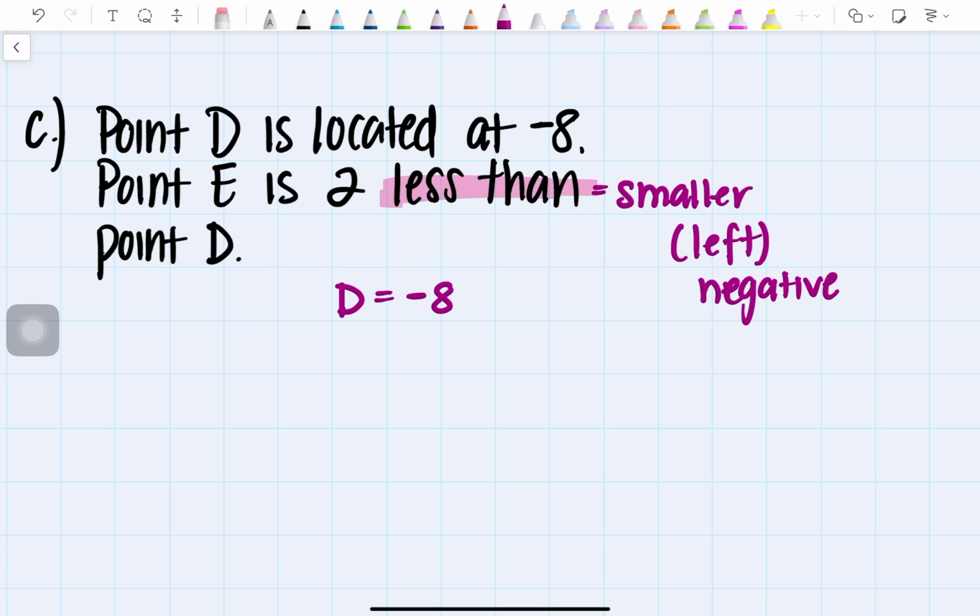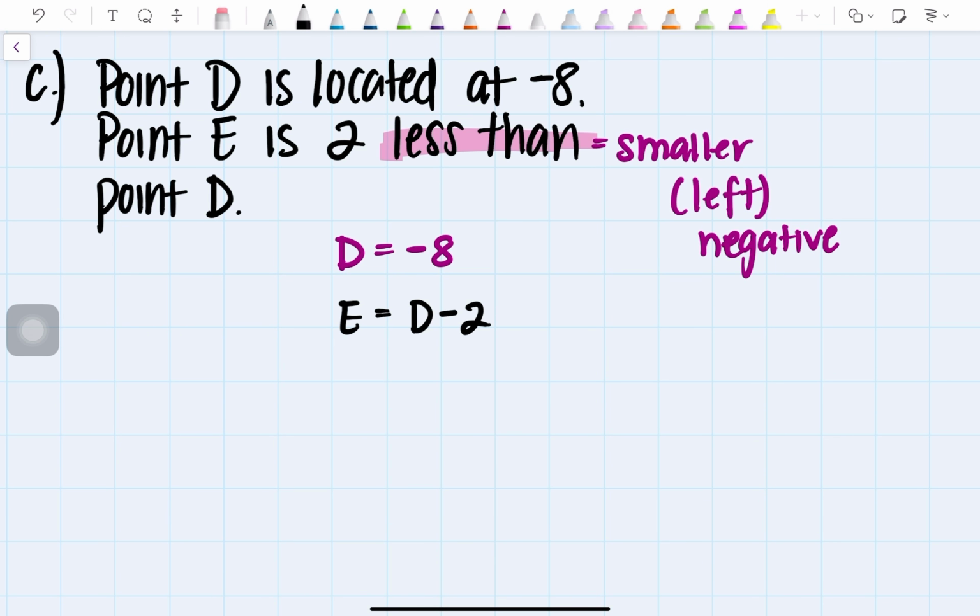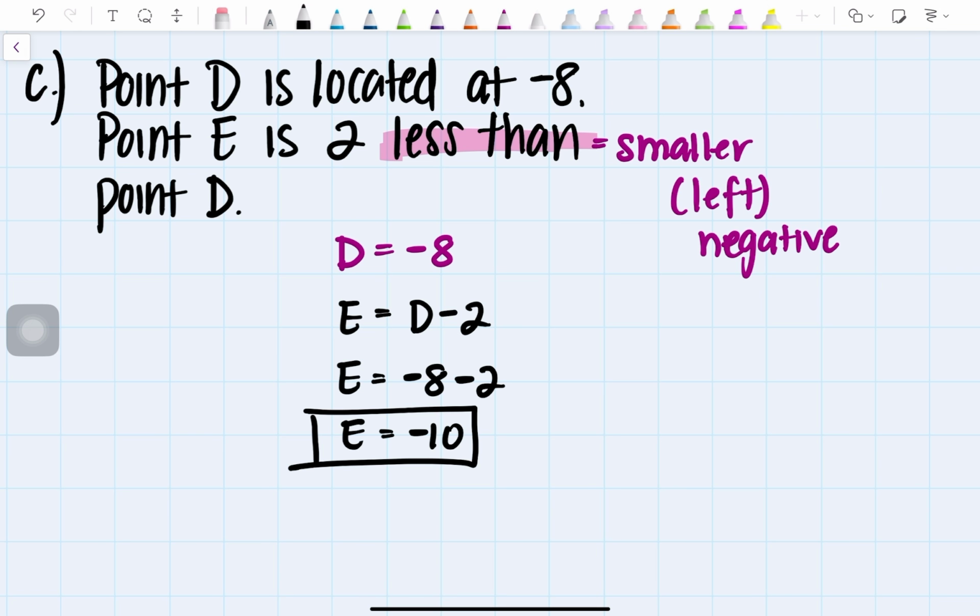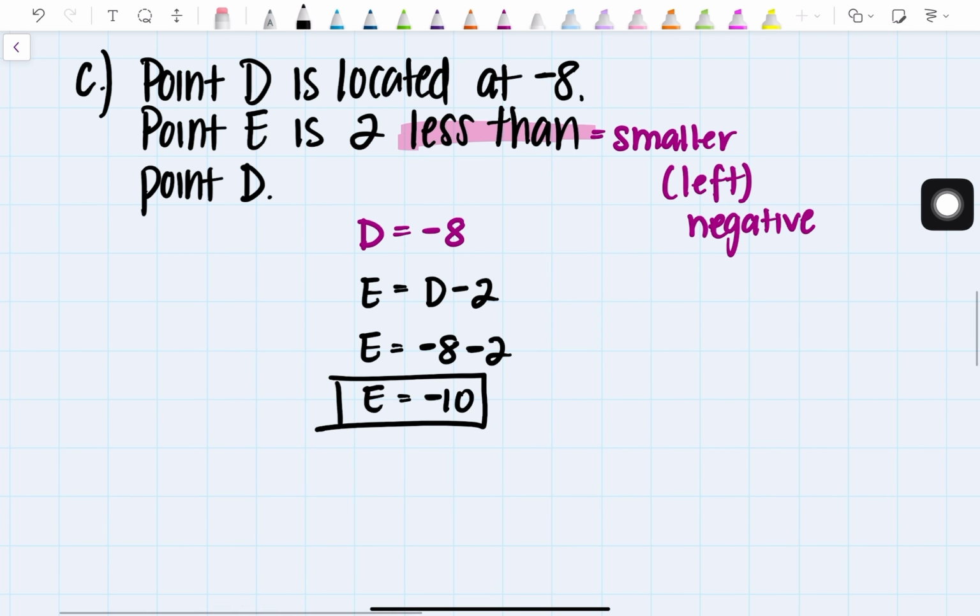I would actually do E is equal to whatever D is minus 2, because we're less than, we're subtracting 2. We're moving to the left 2. So then E would equal negative 8 minus 2, which means E is located at negative 10. Because we're moving 2 spaces to the left from negative 8. So let's go ahead and graph that.